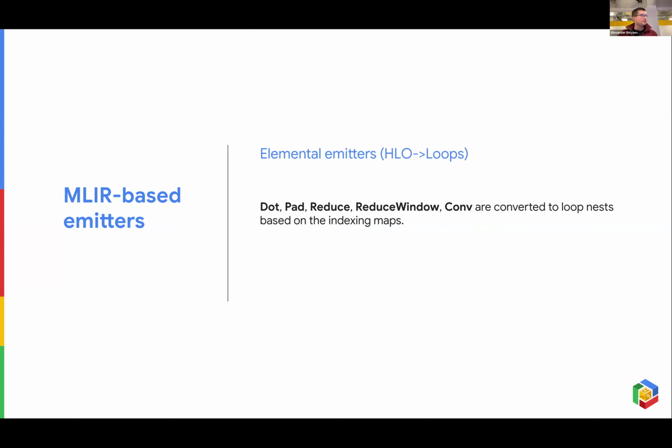Also, in a similar way to the Linalg to memref path, I think it's Linalg to loops, I forgot the name of the path, we have similar logic for elemental emitters. So we have dot, pad, reduce window, and conv that are lowered to loops using the indexing maps. Just instead of assuming that the ranges for the dimensions are given by the output of the Linalg generic, we take a look at the ranges that are attached to the domain information of the indexing map.